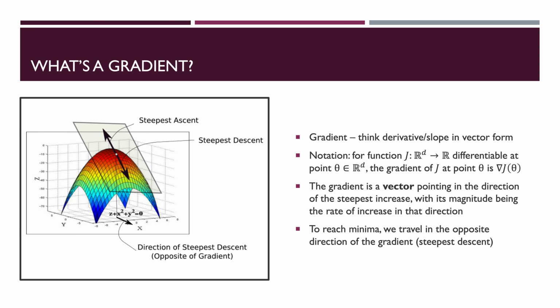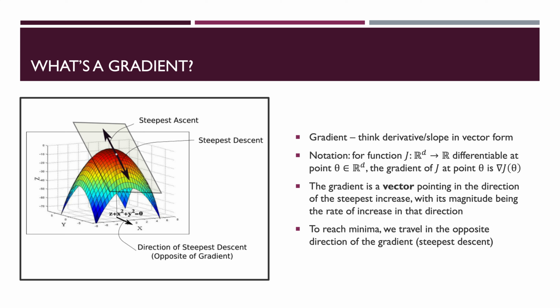When you think gradient, you can just think derivative or slope in vector form, and this is the notation. So for some function J, if it's differentiable at some point theta, the gradient is denoted by this inverted delta symbol. And you can use any letters or symbols for the function and the data points. I just want to be consistent and use this J and theta today. And again, the gradient is a vector pointing towards the steepest increase or steepest ascent, and its magnitude is the rate of increase in that direction.